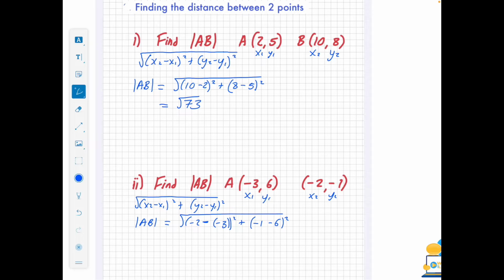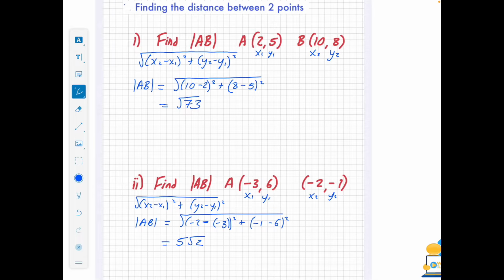Now, putting this into your calculator, again, exactly the same thing. Make sure you have all the brackets. If you get an error, you have probably missed a bracket. So for example, there needs to be a double bracket here. Plus minus 1 minus 6, all to be squared. I'm getting out 5 root 2.